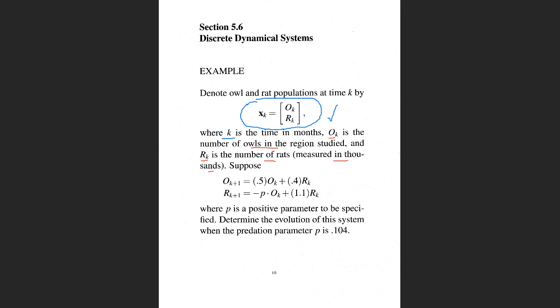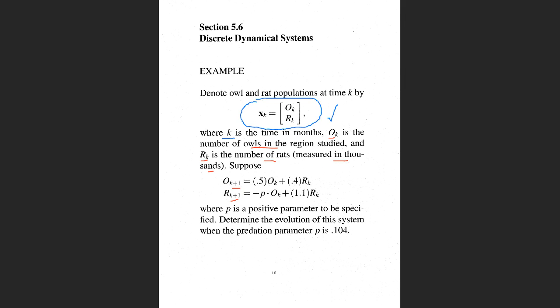And what we have here is a relationship that helps us determine the next month. So if k is this month, if the kth month has this number of owls and this number of rats, how many owls and rats would be in the following month, the k plus first month? Well, we have two equations that guide us here.